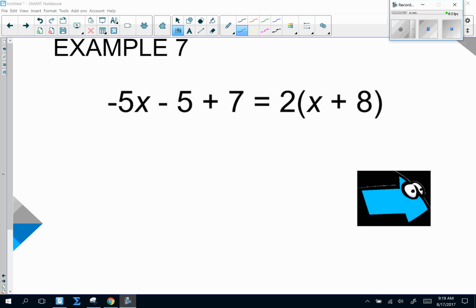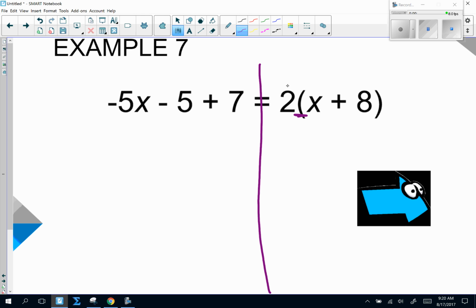Example 7. Okay, so we have to solve for x. So first thing we're going to do, draw a line down our equal sign. Then we're going to always look for distributive property first. So I see a number right next to the parentheses over here, so I know I have to distribute that. I have to multiply the 2 times everything inside the parentheses.